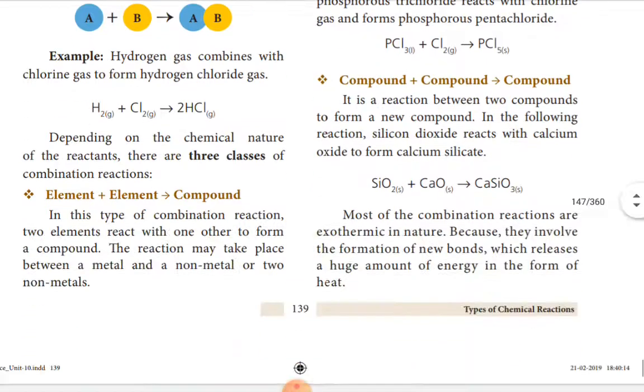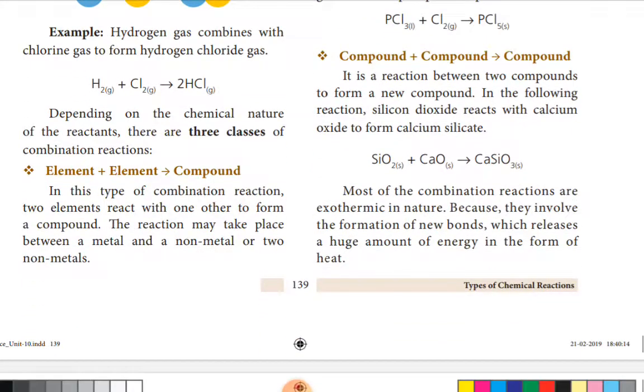So you have to write these equations. These are simple equations, and you should know the formulas of these reactants and products. For example, silicon dioxide, SiO2. You should know SiO2 means silicon dioxide. You have to write it in practice. Calcium oxide, CaO, calcium silicate, CaSiO3, phosphorus trichloride, PCl3, chlorine, Cl2, PCl5, phosphorus pentachloride. These are all simple elements and simple compounds. So you have to practice.